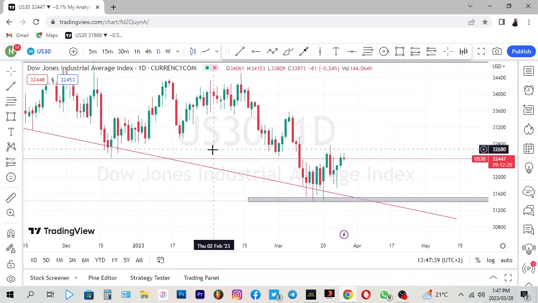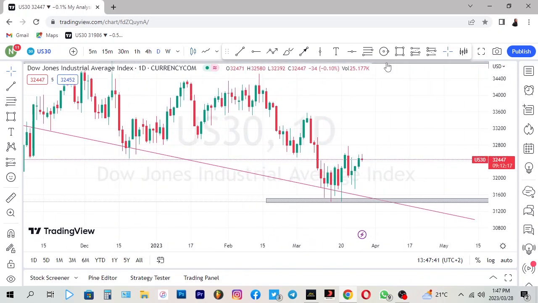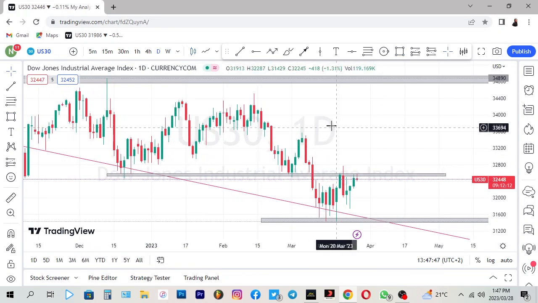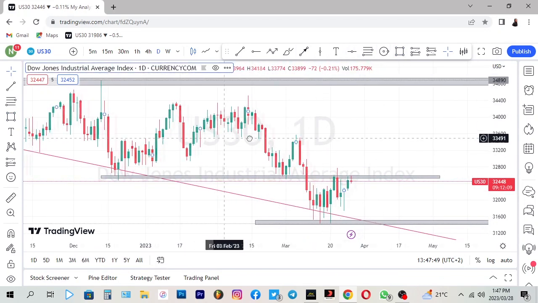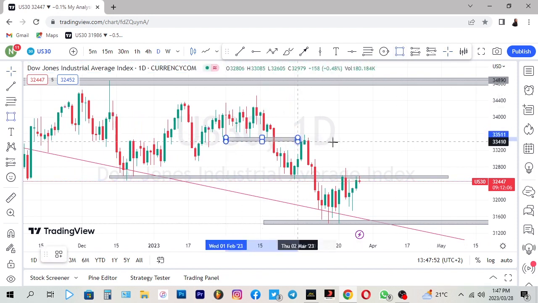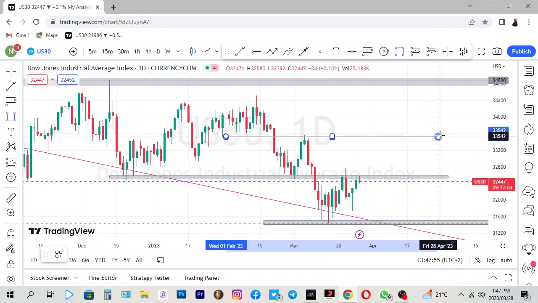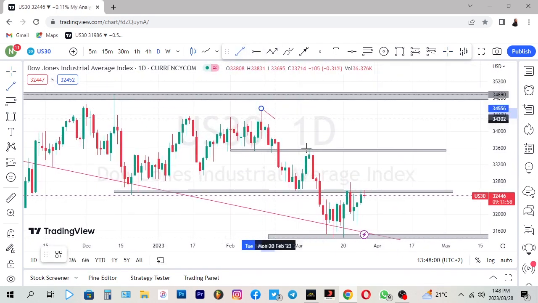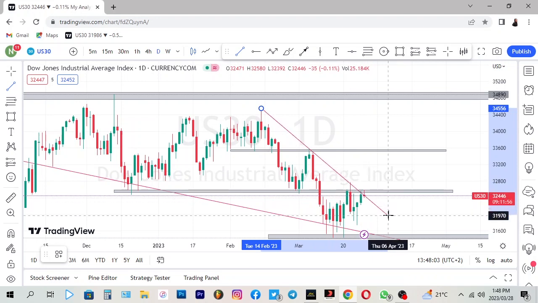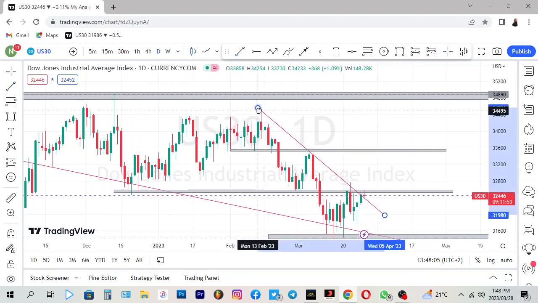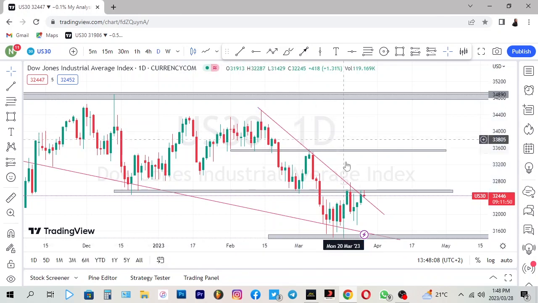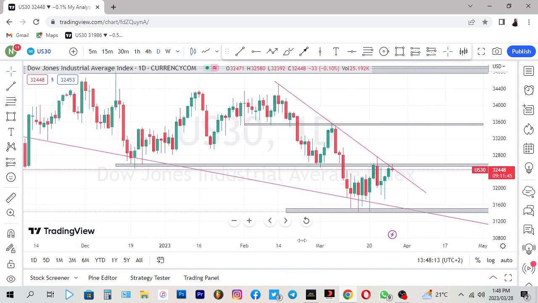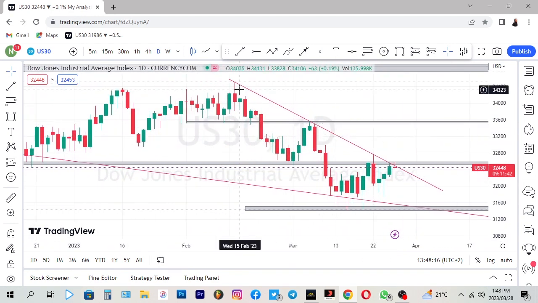So we also have another strong zone over here. We have another zone over here. We also have another zone. We have another zone over here. So we can see that there's another diagonal trend line the market has been respecting.